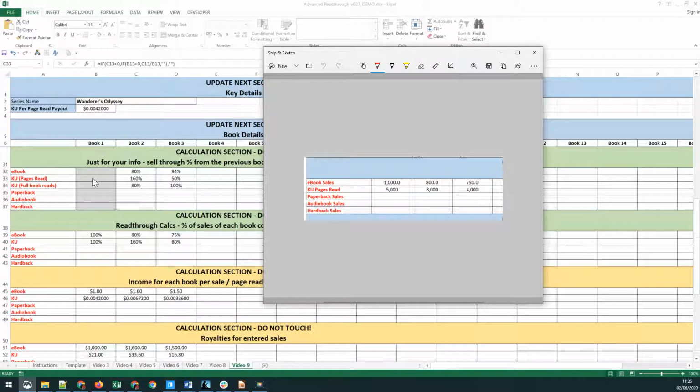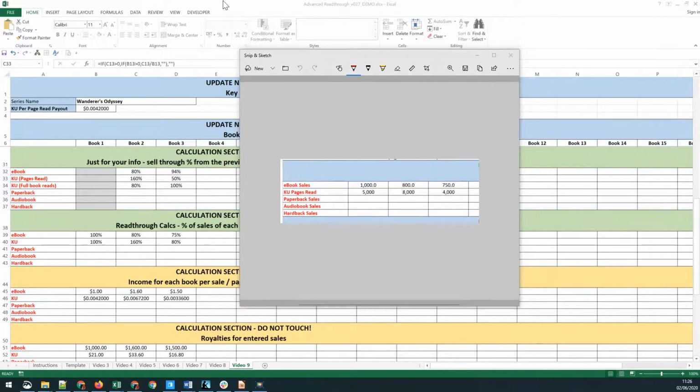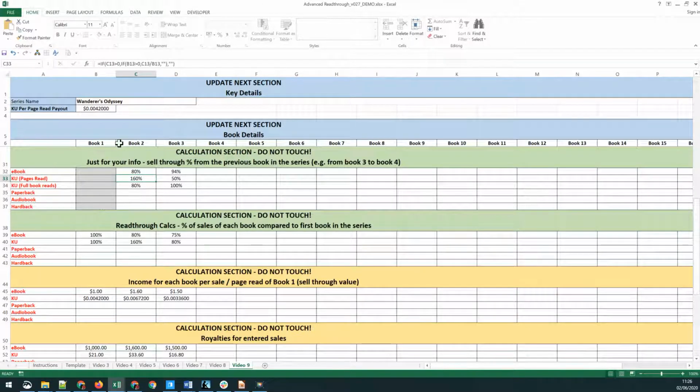But this section here is more for our own use, and these are strange numbers. So we're saying that from book 1 to book 2 it jumps 160%, and then it looks like book 2 to book 3's terrible read through. So that's the read through based on the pages read. What we really care about here is this one for this calculation, because this is just for us understanding our sell through the series from book to book.